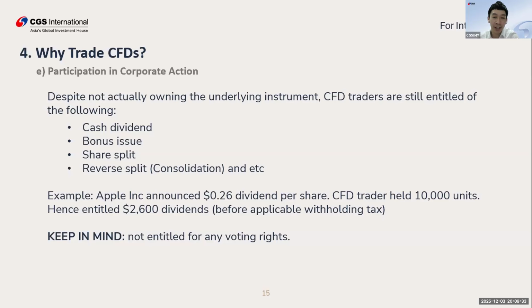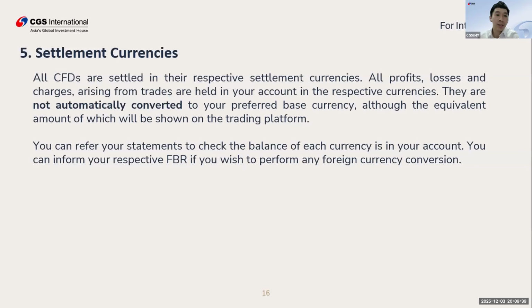Please note that CFD holders are not entitled to any voting rights. For CFD, all settlement will be in the respective settlement currency of the exchange. So all profit and losses will be based on the exchange traded currency.